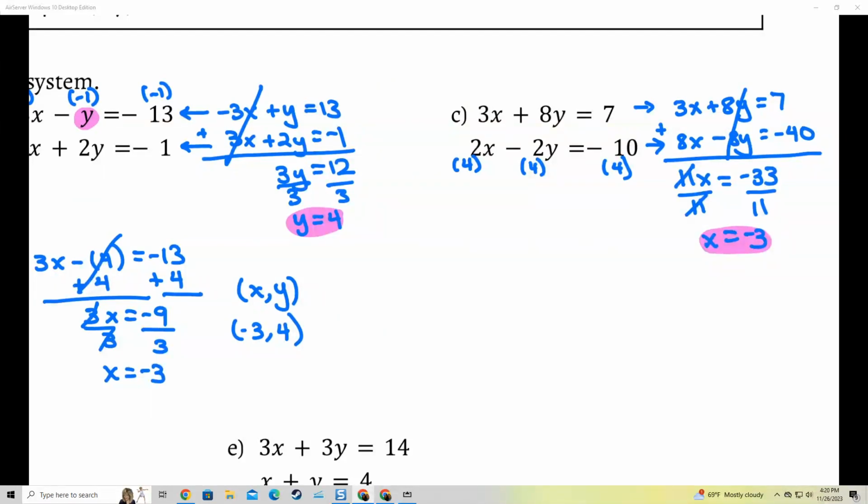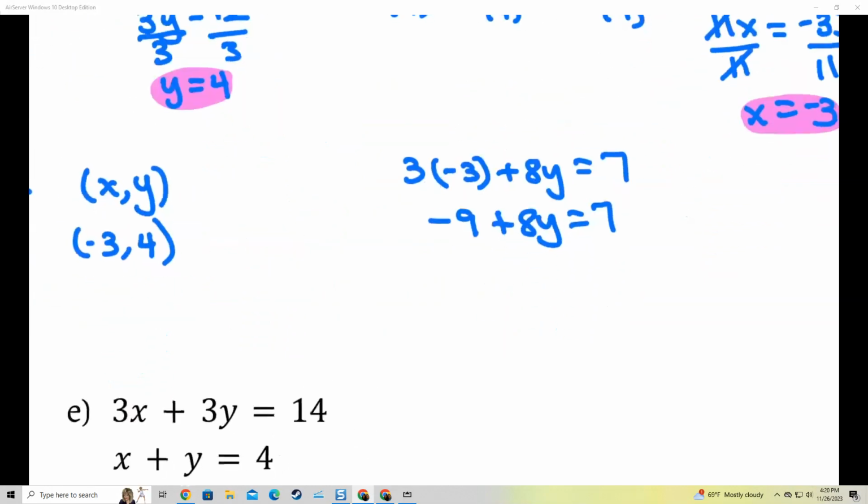I get to choose where I'm going to stick that negative 3 into. I'm going to go ahead and choose to pick it on the top just because there's some negatives on the bottom. I don't like doing that. So we're going to go ahead and substitute, and I get 3 times negative 3 plus 8y is equal to 7. That means negative 9 plus 8y is equal to 7. Now that I have the variable y by itself, I'm going to undo what's being done to it. And right now we're adding that negative 9. How do I get rid of a negative 9? I add 9 to both sides.